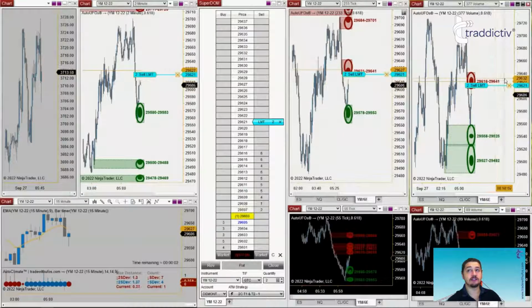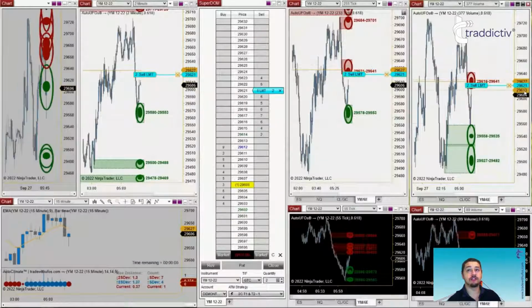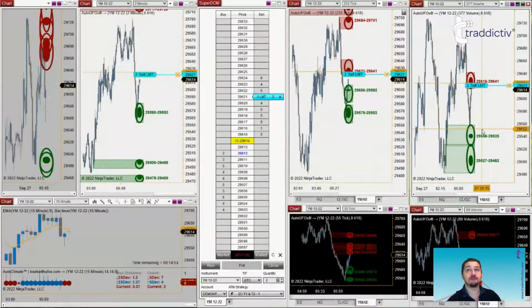Obviously, in this scenario, we see that both the UFOs are at 29,641. Therefore, we just need to move the stop to 29,642 to be able to get in on this. And of course, our final target is way down there at 29,510. So let's go ahead and see if this will fill and move our stops accordingly, our T1s accordingly.